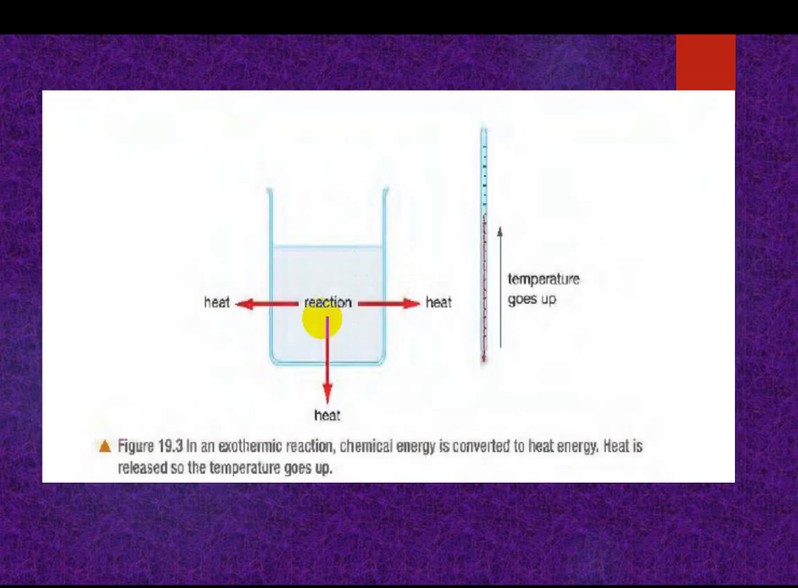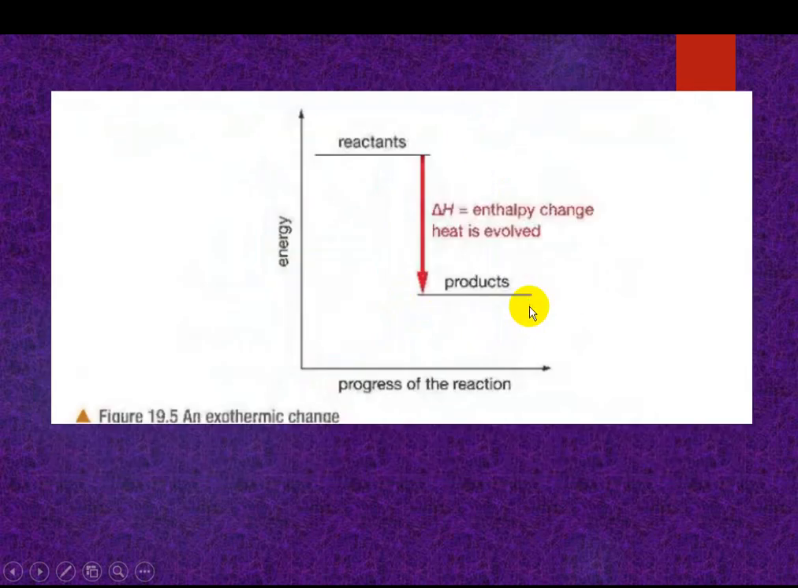Look, this is an exothermic reaction. Energy is released to the surroundings. Heat energy is released to the surroundings, and temperature goes up. Look, this is a thermometer. The temperature rises. Here in an exothermic reaction, reactant energy is more than product energy.